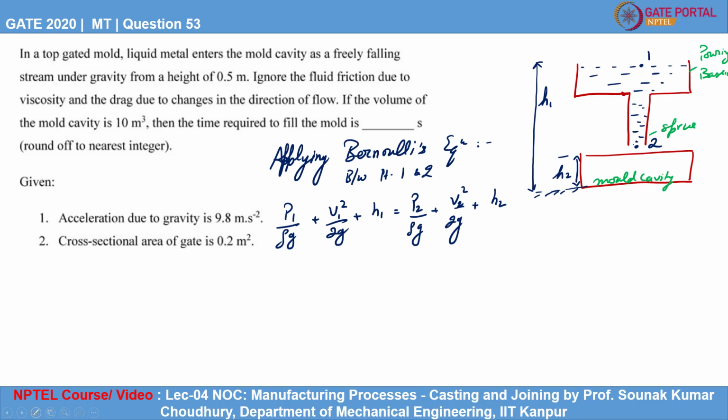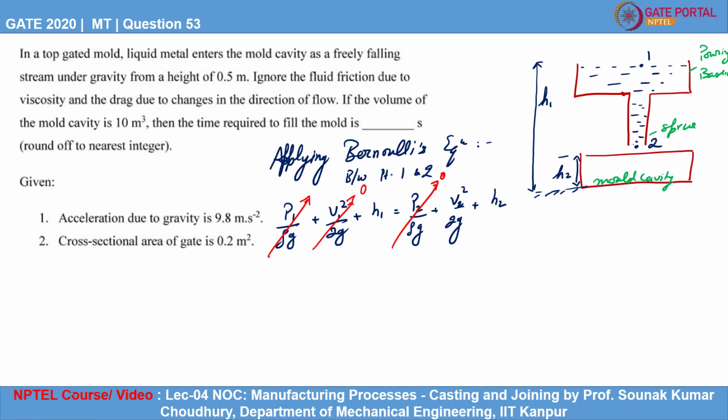Since point 1 is exposed to atmosphere, the pressure at point 1 will be atmospheric pressure. Likewise, at point 2 also the pressure will be atmospheric because it is open to atmosphere. So they both will be equal to atmospheric pressure. Point 1 is at the top surface, so it is assumed to be at rest, so velocity at point 1 will be assumed to be 0.